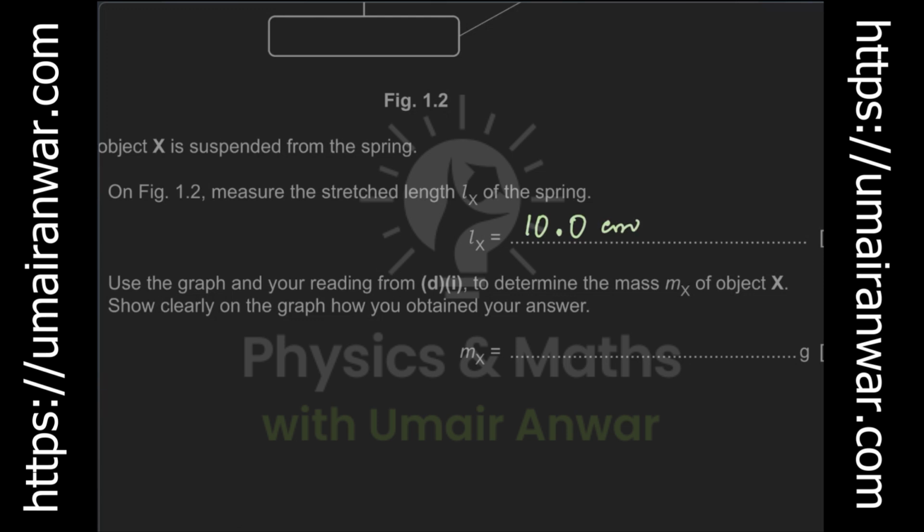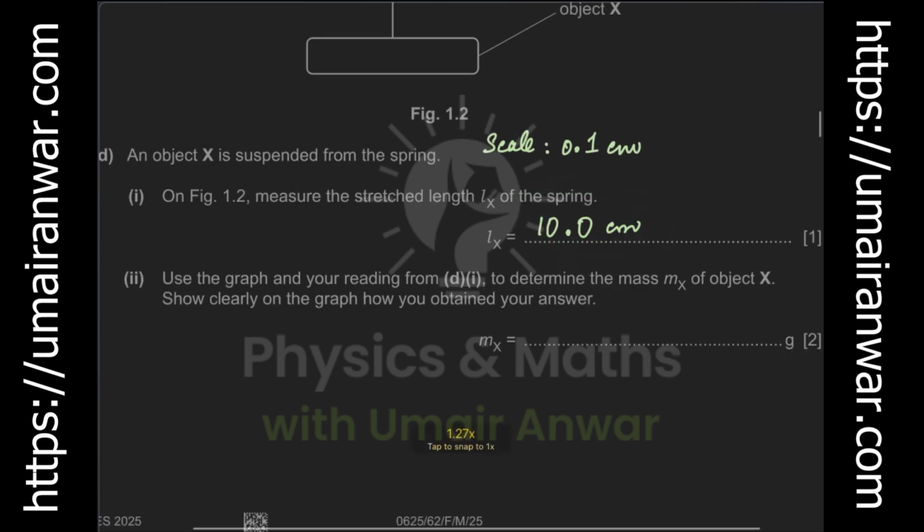Remember, for the scale, the least count is 1 millimeter or 0.1 centimeters. This is the least count. So whenever we are writing a value measured with the scale or the ruler, we have to write a 0.0 if the reading is in centimeters.